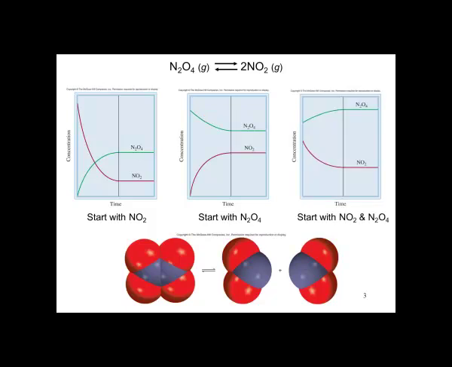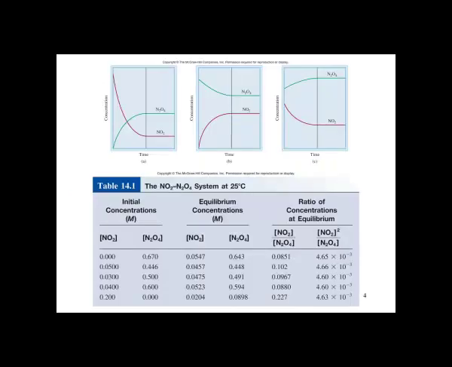In the third case, we start the reaction with amounts of both N2O4 and NO2. Once again, equilibrium will be attained with time. This table shows various experiments where the concentrations of NO2 in moles per liter, or molarity, and N2O4, again in molarity, were started with NO2 or N2O4 or with both. Equilibrium concentrations were calculated and the ratio of concentrations at equilibrium is shown in the last column. Notice that they remain constant.